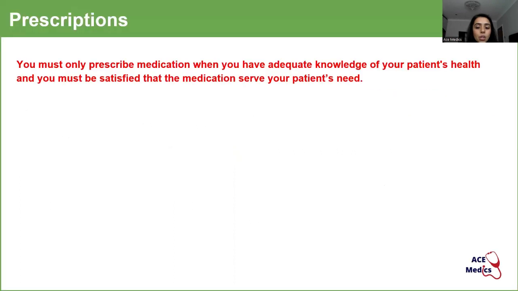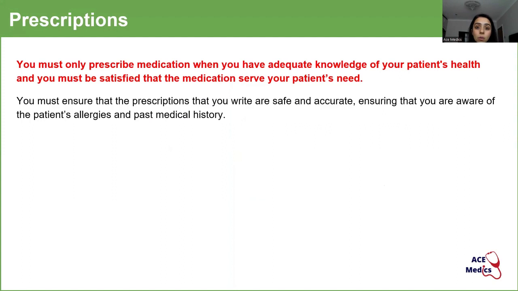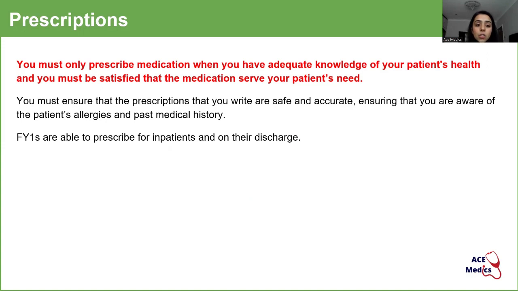Okay, so just to go a bit into the theory about that, just to finish that off. Whenever you are doing your own prescription, you must make sure that you have adequate knowledge of your patient's health, and you must be satisfied that you are serving the patient's need, and it's obviously the appropriate prescription. So, any prescriptions that you are signing off on the drug chart, or giving on the discharge summary, you need to make sure that you've checked the allergies, their past medical history, and the medications that they're on. So in terms of what you can do as junior doctors, you are able to prescribe for inpatients, and you can do the discharge summaries as well.